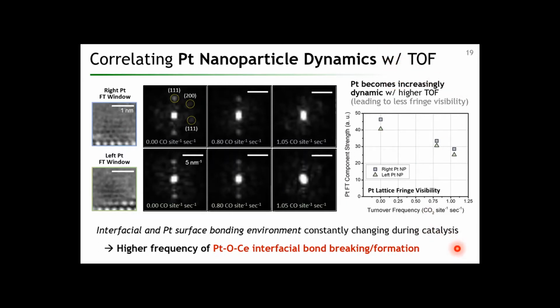And this is telling us that as the catalyst becomes more active, there's this constant breaking and formation of bonds that destabilizes the nanoparticle. Specifically, the platinum-bridging oxygen-cerium interfacial bond, which is attributed to the bonding at the interface. We think that that is breaking and forming, leading to this dynamic behavior.